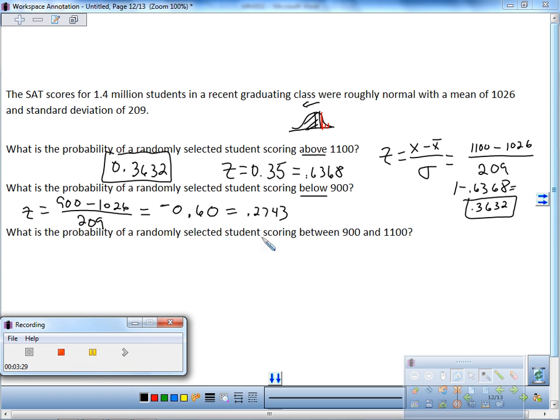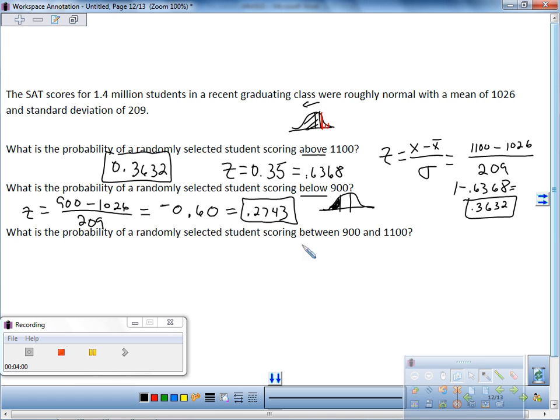So let's go look up the table value of this. Alright, our table value is 0.2743. Now, since we're looking at below, let's draw a little diagram and think about that. We're somewhere down here, and we want everything this way. Well, that's what the table value gives us, everything from that point back. So we don't have to subtract anything. That's our final answer. So the probability of picking somebody that scored below 900 is 0.2743.